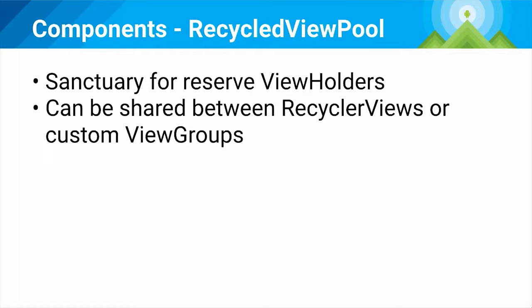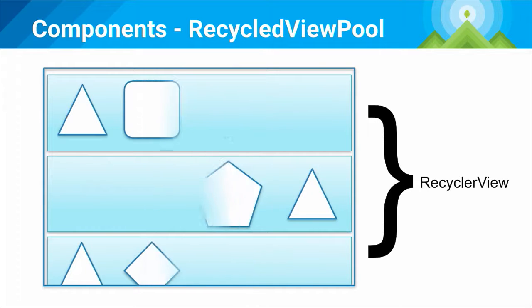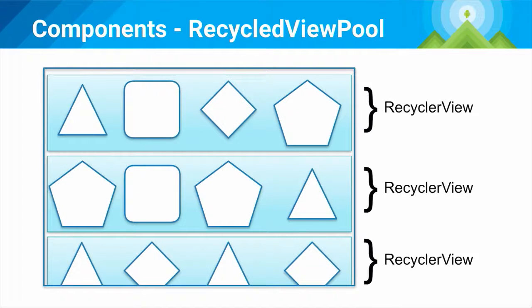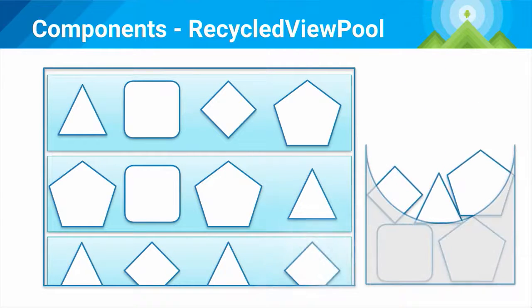Okay, the pool is where we keep all the remaining views. So this is a RecyclerView, and every single item is another RecyclerView. So wouldn't it be cool if all of them came from the pool? This is where you can use a view pool.